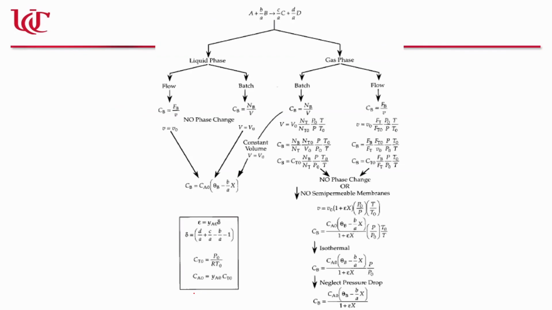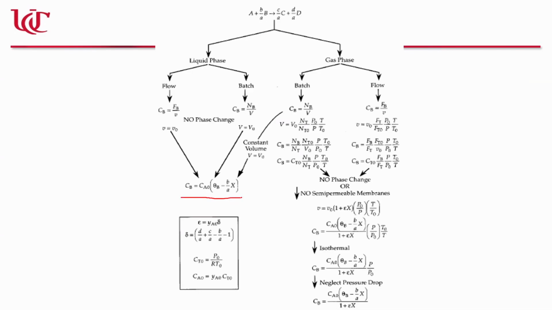So right now, we have learned all the three building blocks. Then we have this general equation, A plus B to C and D. For the liquid phase, either for flow or batch, you can easily get the concentration as a function of X. They have the same form. Why? Because for the flow system, the volumetric flow rate doesn't change. For the batch reactor, the volume doesn't change. So they can reach the same form.